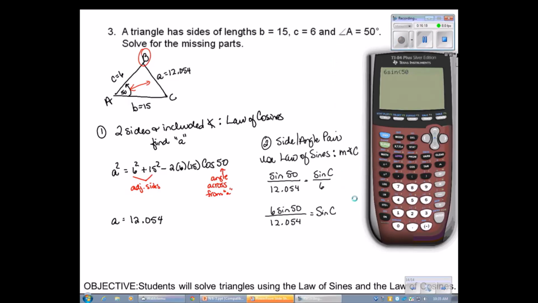Okay, so I've got 6 times the sine of 50, and I'm going to divide that by 12.054. And then we're going to do second sine, second answer. And so the measure of angle C is 22 degrees.